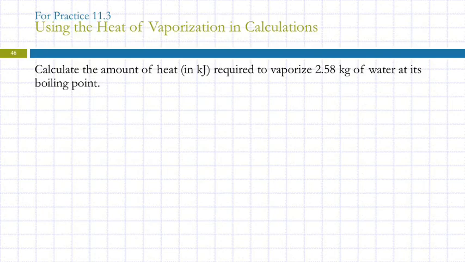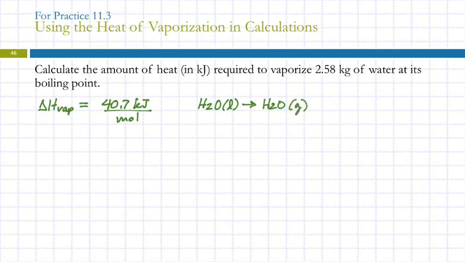So calculate the amount of heat in kilojoules required to vaporize 2.58 kilograms of water at its boiling point. Well, we need to look up the heat of vaporization. So the heat of vaporization for water is, I'm not going to put the plus in there. It is plus, but 40.7 kilojoules per mole. You look it up in the table, or it's given to you in the problem. If it helps you think about it, you could write out the equation. You've got H2O in the liquid state going to H2O in the gas state. And this heat of vaporization says that for 1 mole of water, liquid going to steam, it's going to take 40.7 kilojoules.